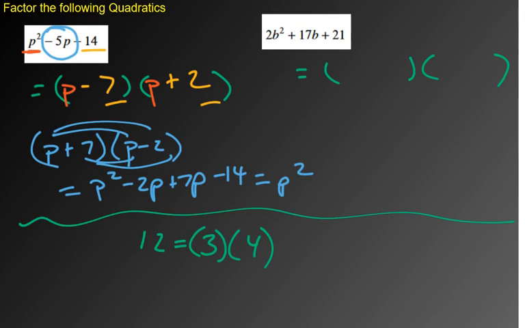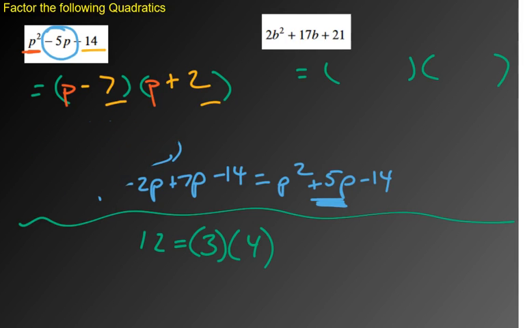And in that case, you would get plus 5p instead of minus. So you just have the sign in the middle wrong. But you might just have to do this down here and just do the trial and error. I'm going to erase it.